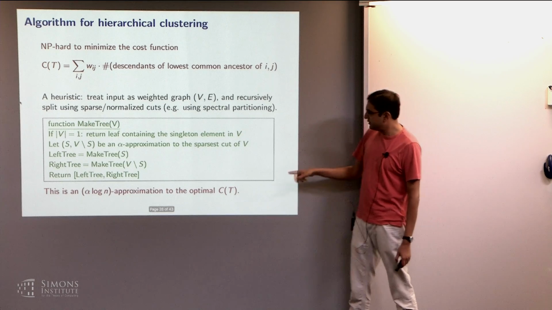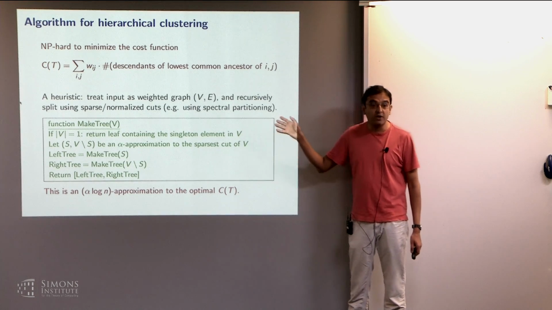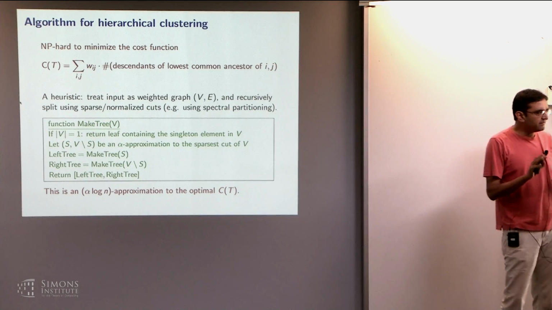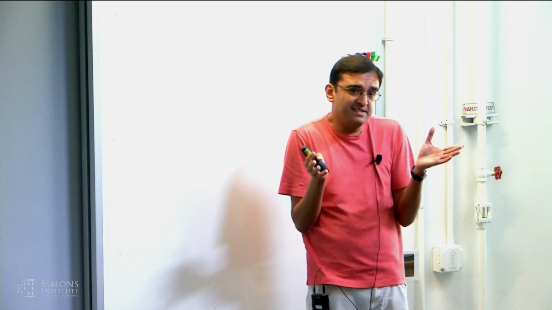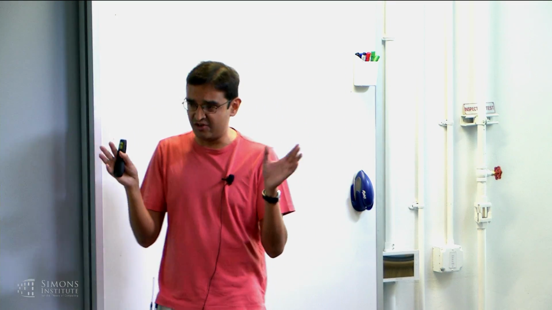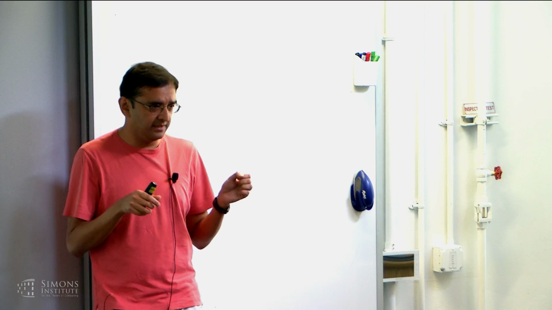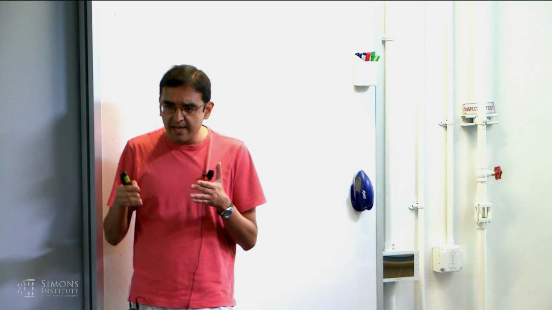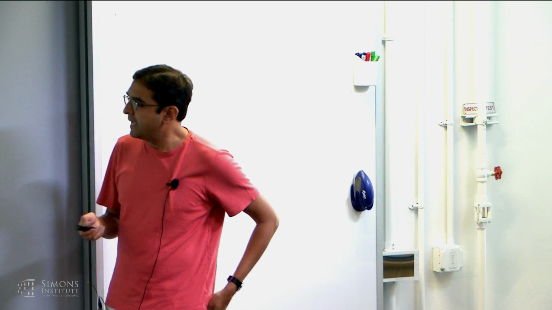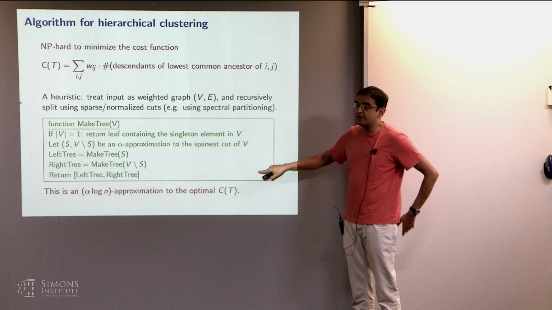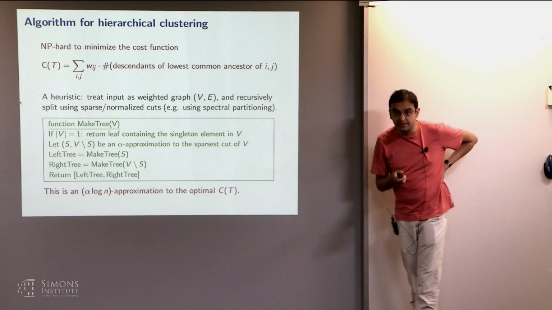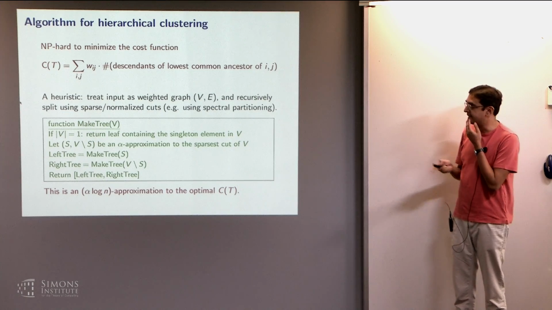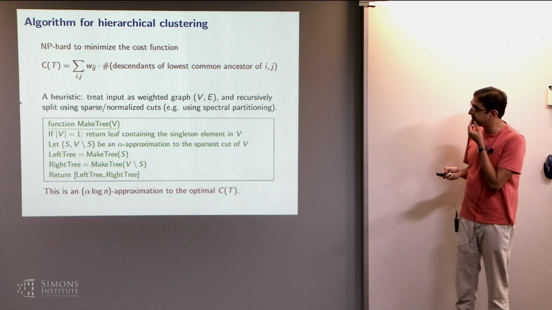It turns out that if you do this, then overall you get an alpha log n approximation to this cost function. And I'll explain why. Okay, so it's a very simple algorithm. You just do, and this is something that actually has been suggested in many other contexts, recursive spectral partitioning, or maybe not the spectral cut, but any sort of approximation to sparsest cut. And if you do this, then you get an approximate solution to this hierarchical clustering problem. Okay, and so let me explain briefly why that is the case. Where's this alpha log n coming from?